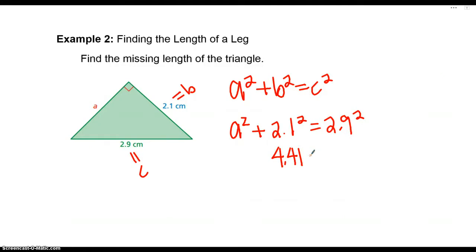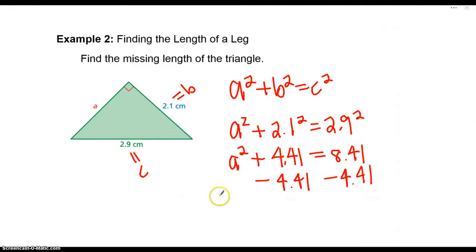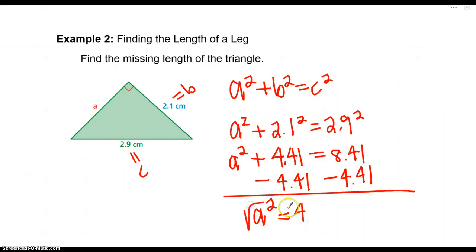2.9 squared is 8.41, and this is plus a squared. Now this is kind of like solving an equation. I need to solve for a, so I need to get rid of this 4.41 by subtracting it from both sides. So now I have a squared is equal to 8.41 minus 4.41, and that gives me 4. So if a squared is equal to 4, if I take the square root of both of these, a is going to be equal to 2 centimeters. Okay, still not bad. Kind of have to use some solving equation strategies.